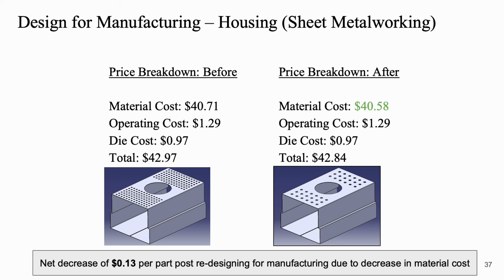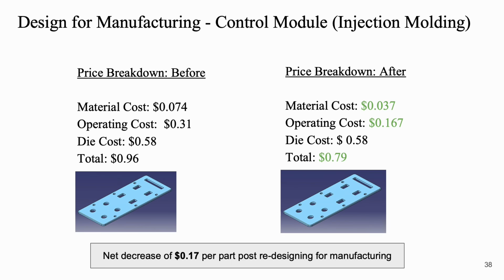Due to the benefits of designing for manufacturing of our housing, there is a net decrease of 13 cents per part post redesigning for manufacturing, and that's due to the decrease in material cost. Similarly, for the control module part manufactured using injection molding process, there is a net decrease of 17 cents per part by using design for manufacturing methodology.